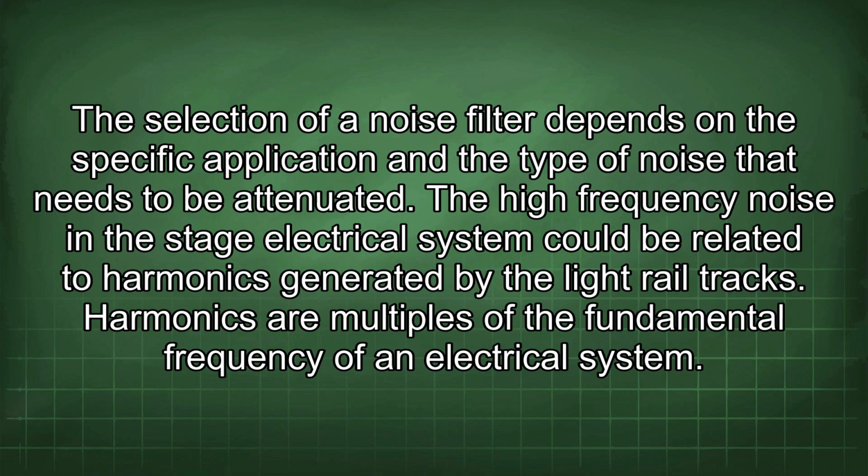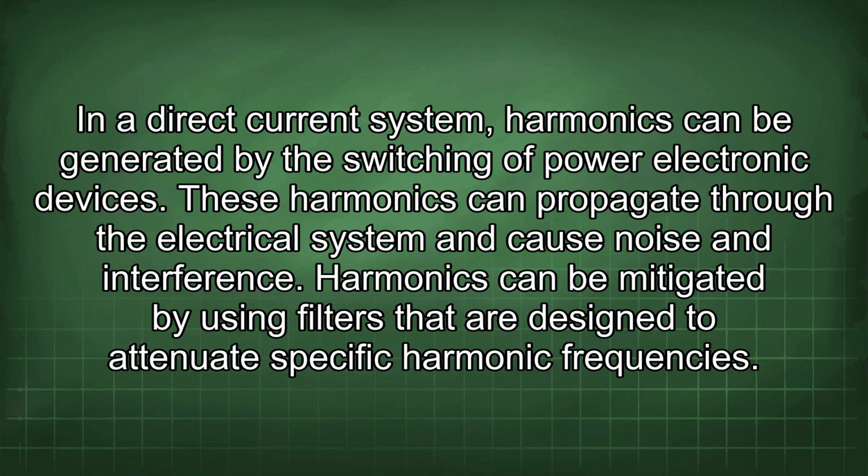The selection of a noise filter depends on the specific application and the type of noise that needs to be attenuated. The high-frequency noise in the stage electrical system could be related to harmonics generated by the light rail tracks. Harmonics are multiples of the fundamental frequency of an electrical system. In a direct current system, harmonics can be generated by the switching of power electronic devices. These harmonics can propagate through the electrical system and cause noise and interference.